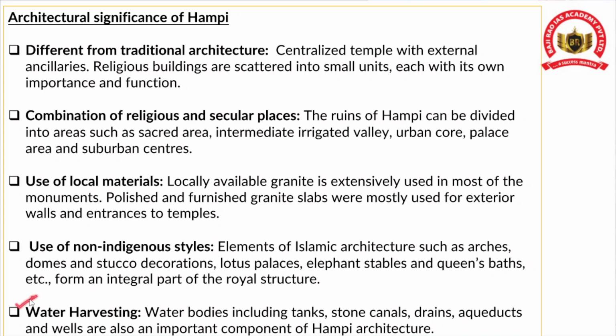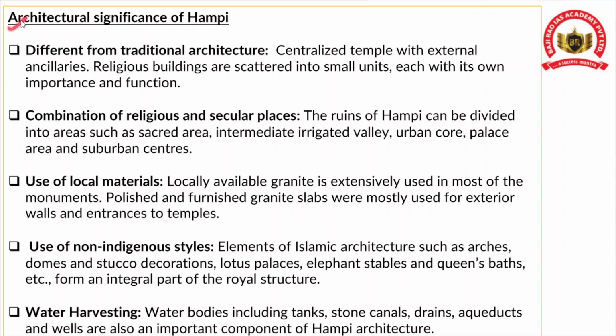And the last aspect of the architectural feature is that water harvesting structures are also a major feature of Hampi architecture. Water bodies like tanks, stone canals, drains, aqueducts and wells were all part of Hampi architecture. So these are the significant aspects of architecture at Hampi.